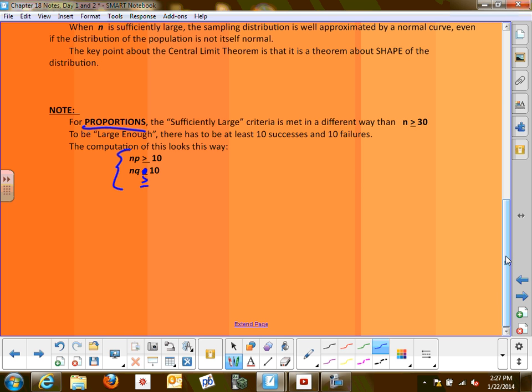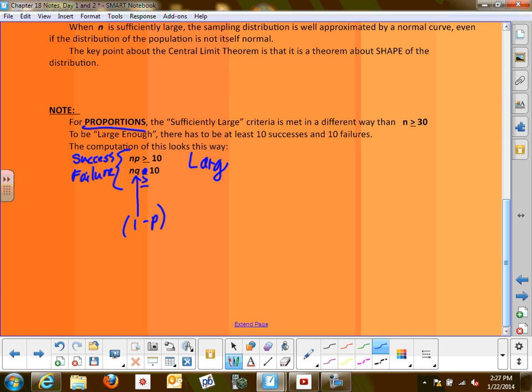So at least 10. The np is like the successes. So in our situation, how many blue M&Ms you'd have, and then the nq is the other stuff. By the way, just because it's shorter, I'm going to be using q instead of 1 minus p. Okay, q is the other part, p is the proportion you want, q is the other part. Okay, so let's do this for ours.